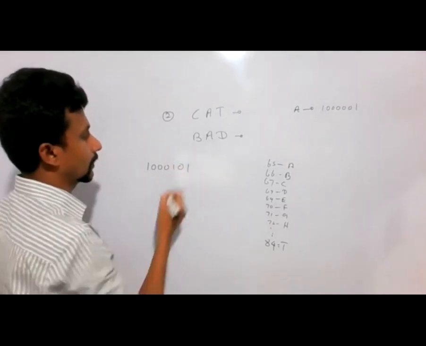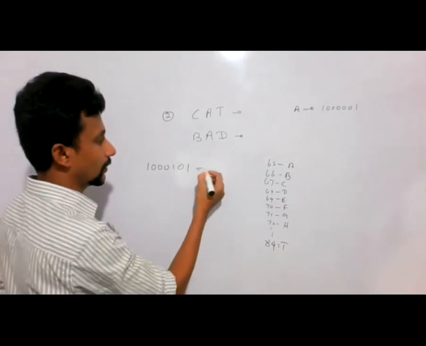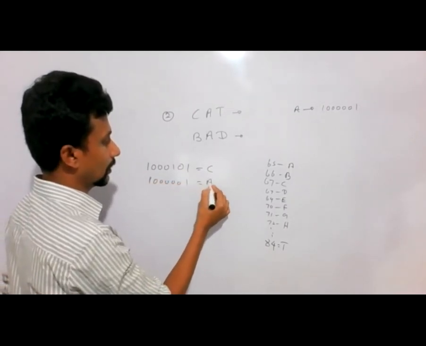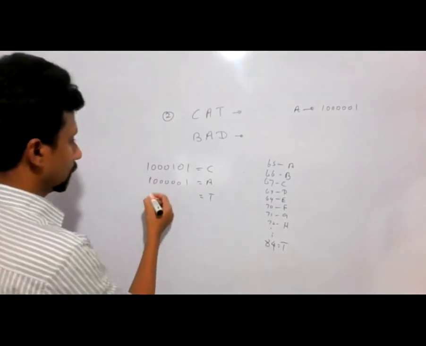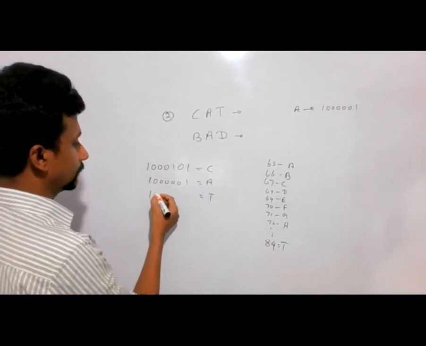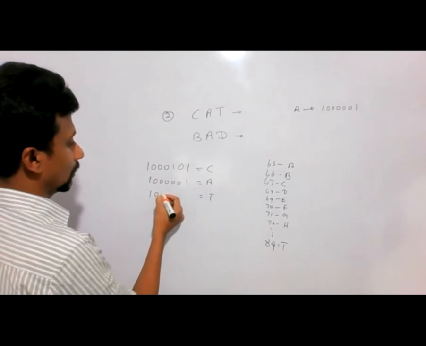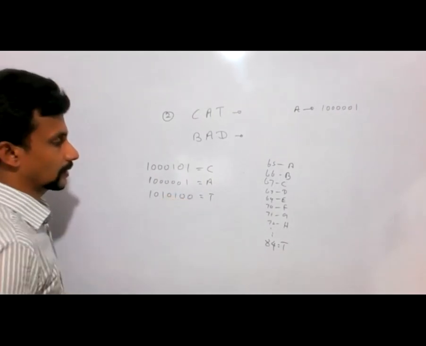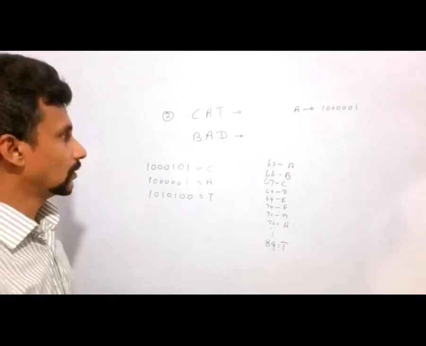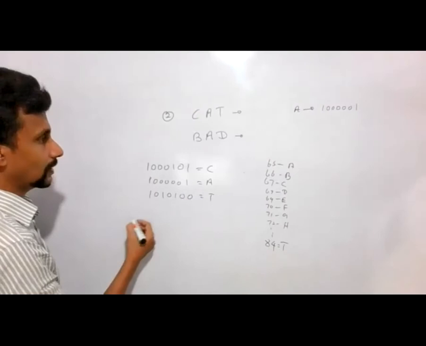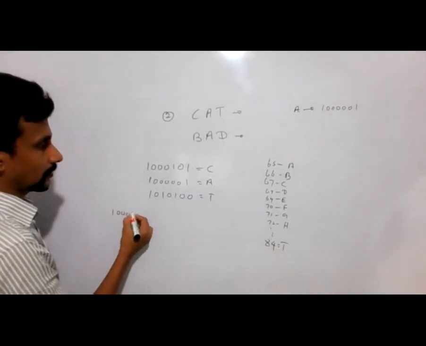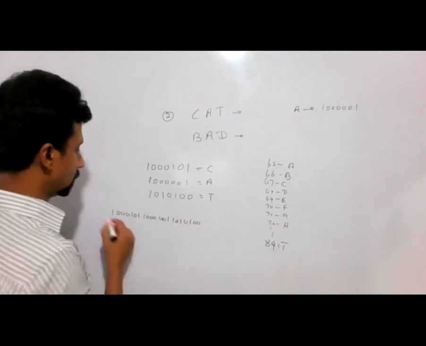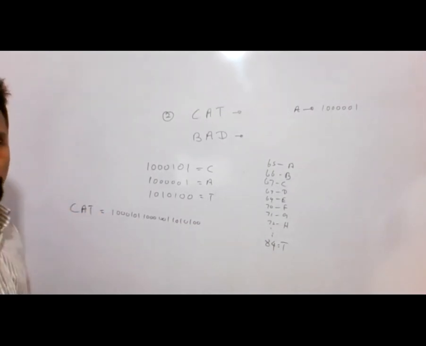We'll take this one. So this is C. And A is 100001. And T is 84, 64 plus 16 is 80, something like this. Then write them together. So I can write 1000 101, 1000 001, 101 0100. This is how you have to write the answer.